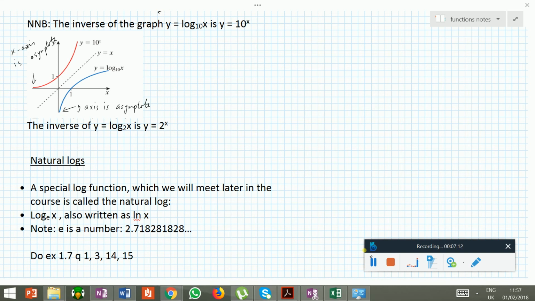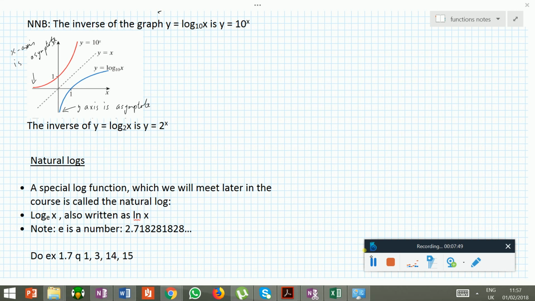Similarly, the inverse of y is equal to log to the base 2 of x is y is equal to 2 to the power of x. Natural logs we've come across before, and we've said that it's a special log function, which I'll dwell on later. It's log to the base e of x, and it could also be written ln of x. Just to notice that e is a particular number, 2.718, etc. We will do more about that at another point.